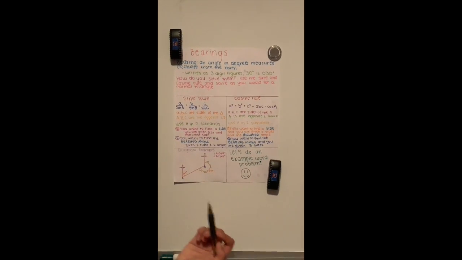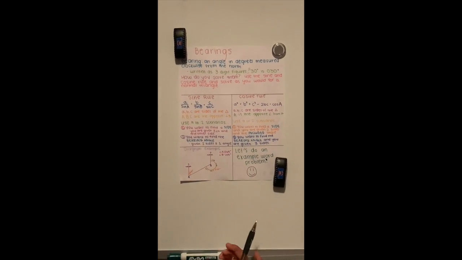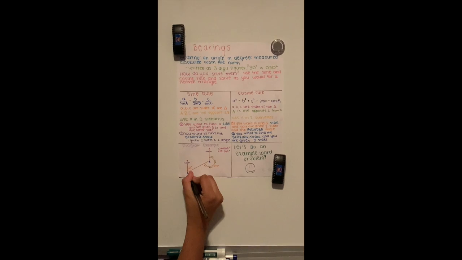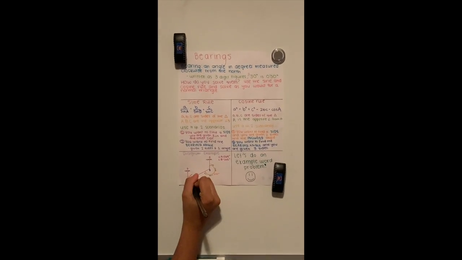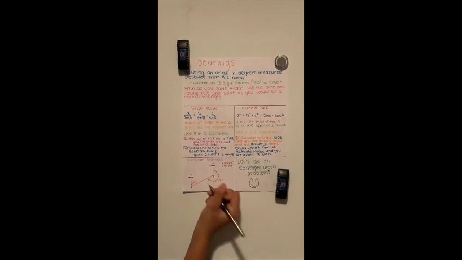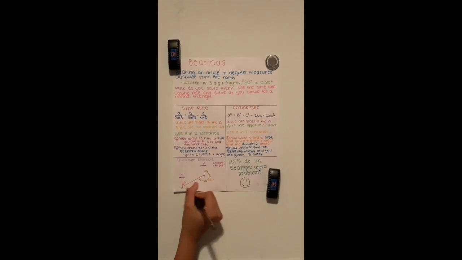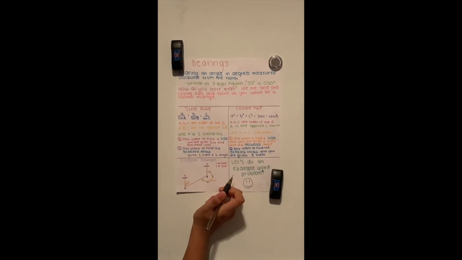Look at this diagram example. It's an example of a bearing. Here you have angle A, and you have it from the north, going clockwise. It's 65 degrees. So you would write angle A as 065, not just 65.